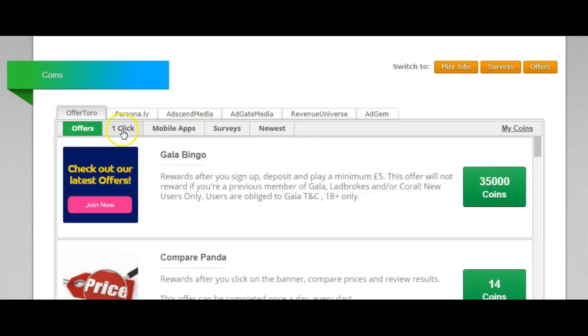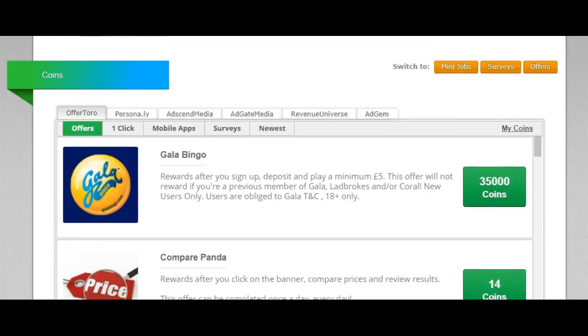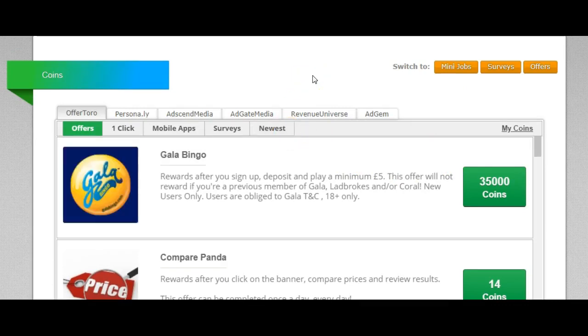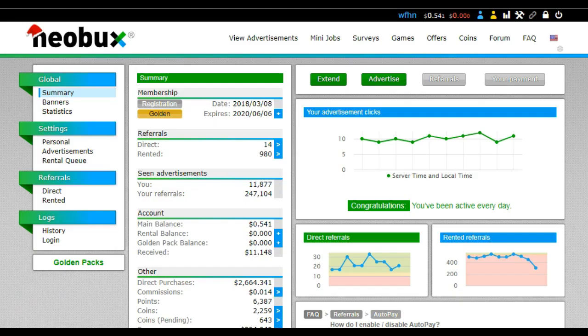I use the one-click offers on here quite a lot, and you will then build up your coins balance by doing that, and as it says, it'll take 60 days for those to actually credit to your account.